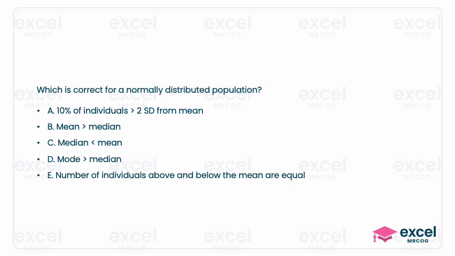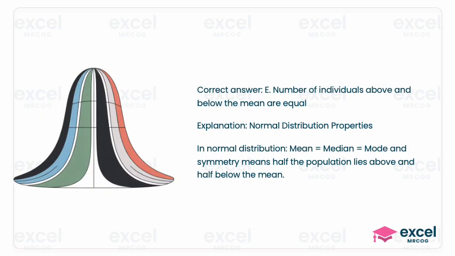10% of individuals would lie outside of the 2 SD from mean? No, because 95% would lie within, 5% would be outliers, right? So we've got your answer as E, but let's check it out. Number of individuals above and below the mean are equal. Yes, we know it's a symmetric curve, and that's my answer. Okay, so this is my Gaussian curve, and I know all the properties of normal distribution as we discussed earlier as well.